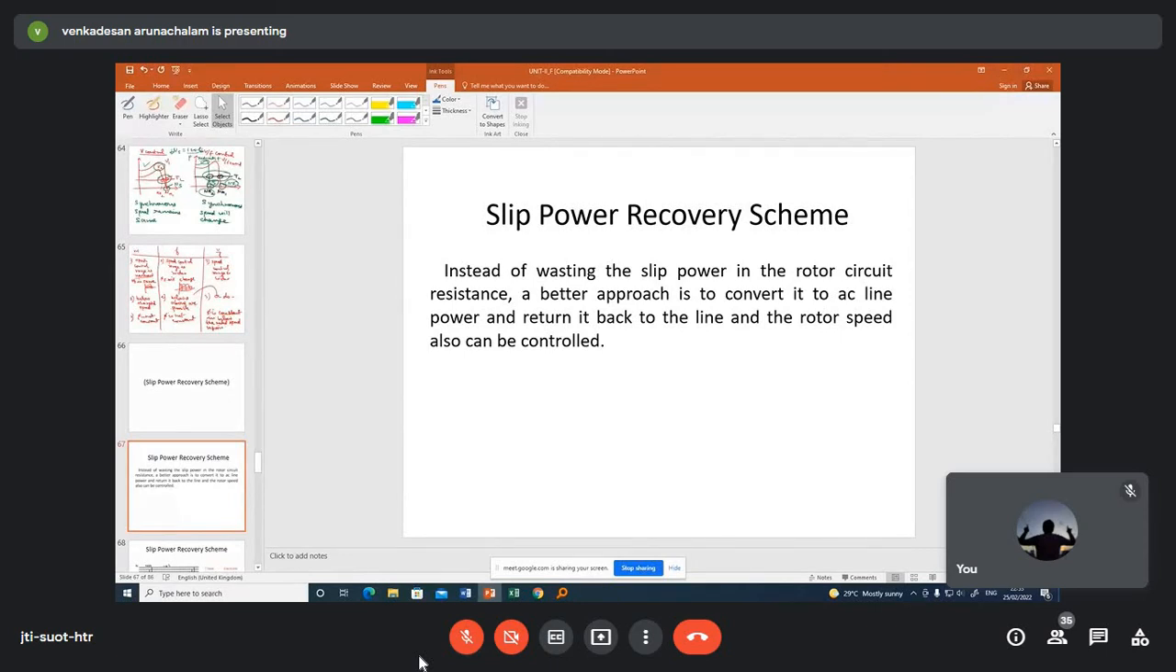So not much detail is required for you at this level. Just understand the concept alone. Instead of wasting the rotor power in the rotor circuit, you can take that power and feed it back into the grid or transmission line. So this is the block diagram.